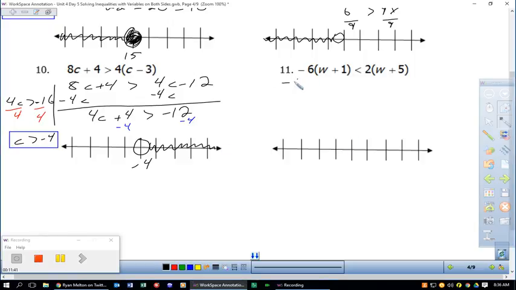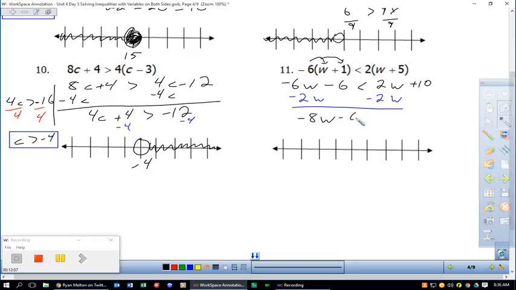So we get negative 6w minus 6. Yeah, we have a negative 6 multiplying there. It's less than 2w plus 10. Negative 8w minus 6 is less than 10. Now, hold on just a second. Are we going to have to flip this one eventually? Yes, because we have the negative 8 right there.